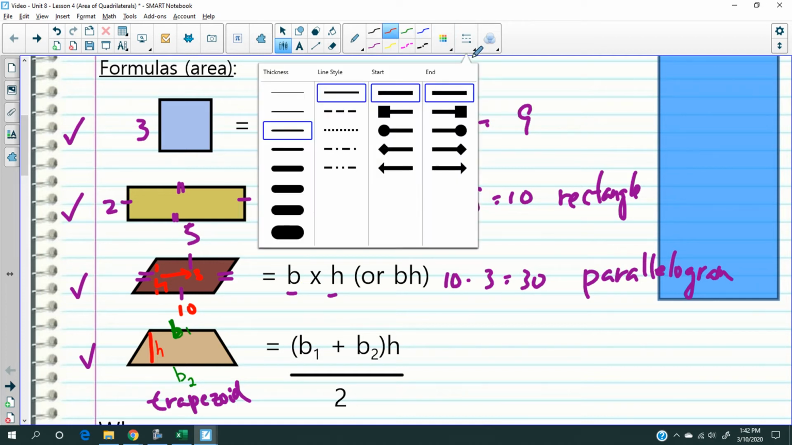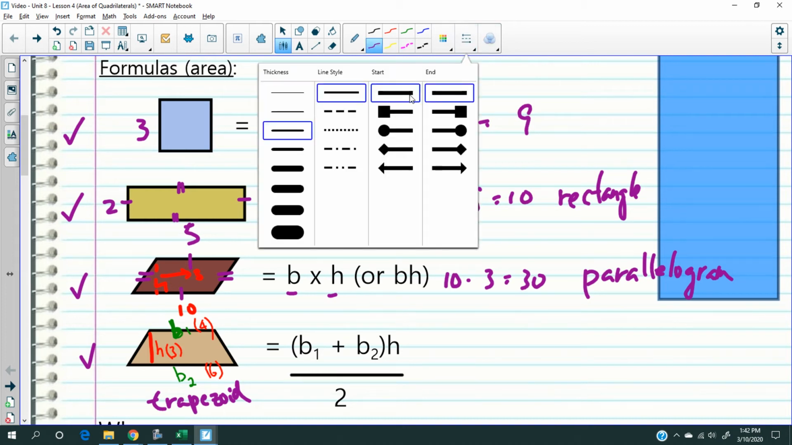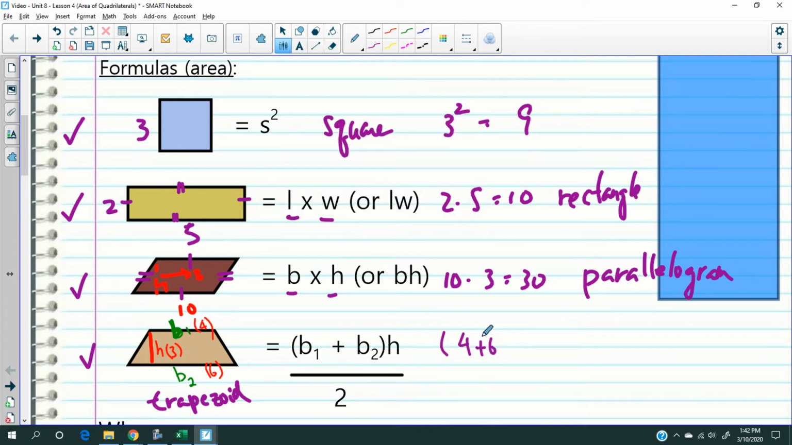So let me use, let's say that's 4, right? Let's say this is 6 and the height is 3, okay? So I'll use parentheses to help you see a little better. So, let's see. So, what I'm trying to say is, right, 4 plus 6, base 1, 4, base 2, 6, multiplied by the height, which is 3, and then you take this whole thing and divide it by 2.